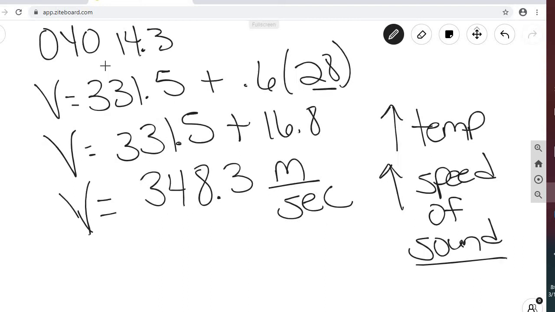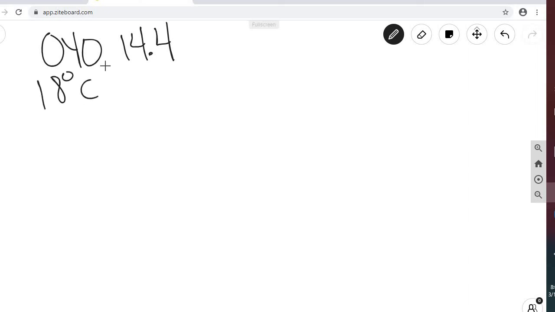Okay, so now let's look at on your own 14.4. Okay, so this one says that during a thunderstorm, the temperature is 18 degrees Celsius. If you see a lightning flash and hear the thunder 1.5 seconds later, how far away was the lightning? Okay, so we will start by figuring out the speed of sound.